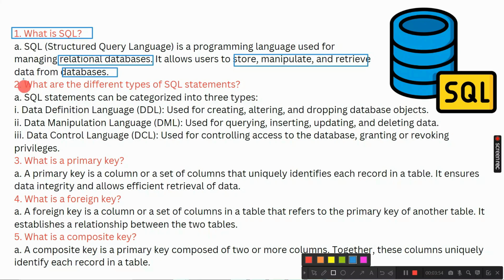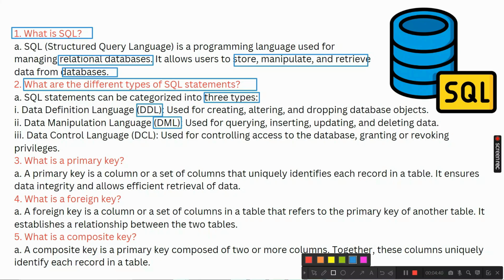Then the next question is, what are the different types of SQL statements? Basically we have three different types of SQL statements, and those are: first is DDL, that is data definition language. Okay, data definition language is basically used for creating, altering and dropping database objects. Alright. Then the next is data manipulation language, or we can say DML. Data manipulation language is used for querying, inserting, updating and deleting data from the database or from the table.